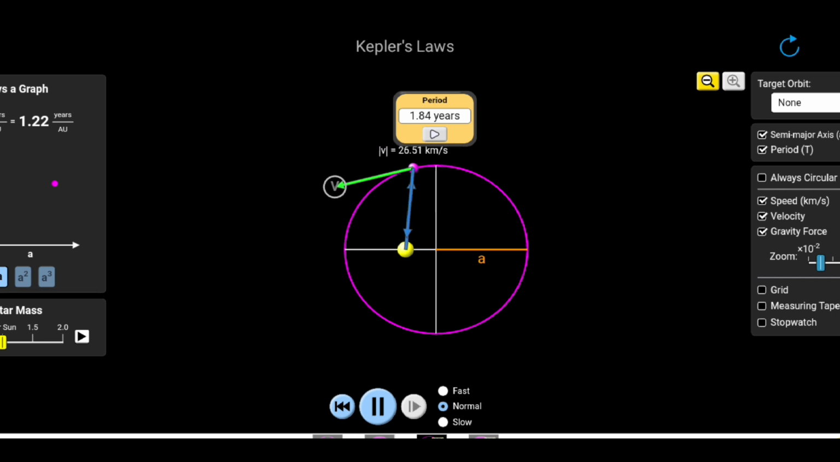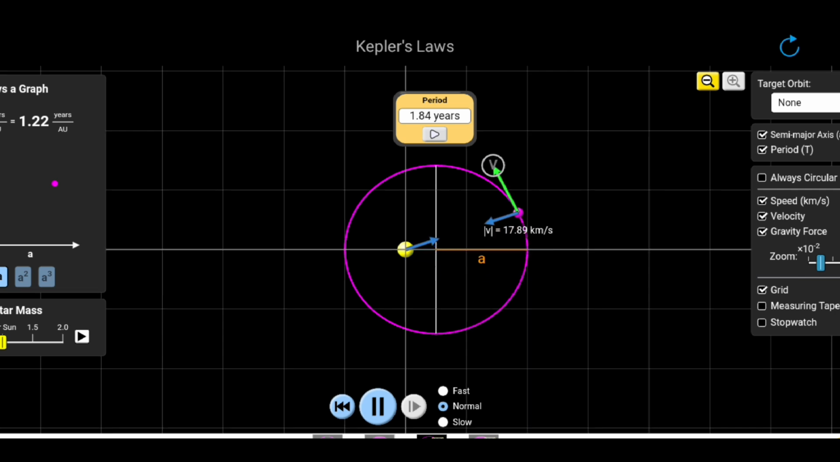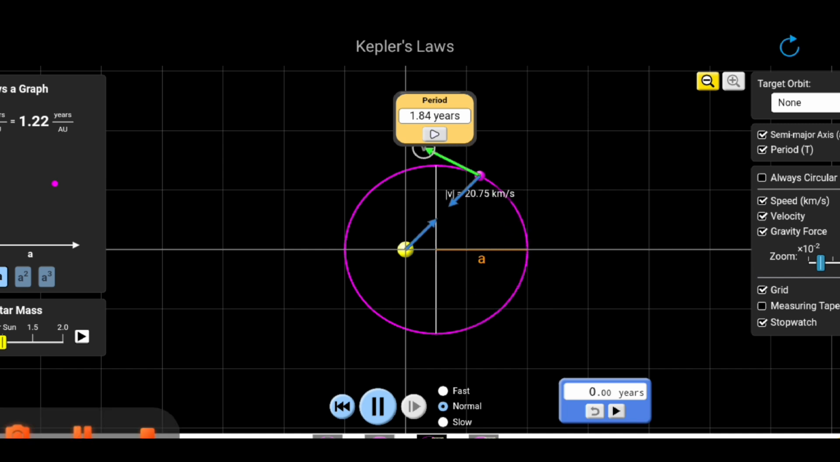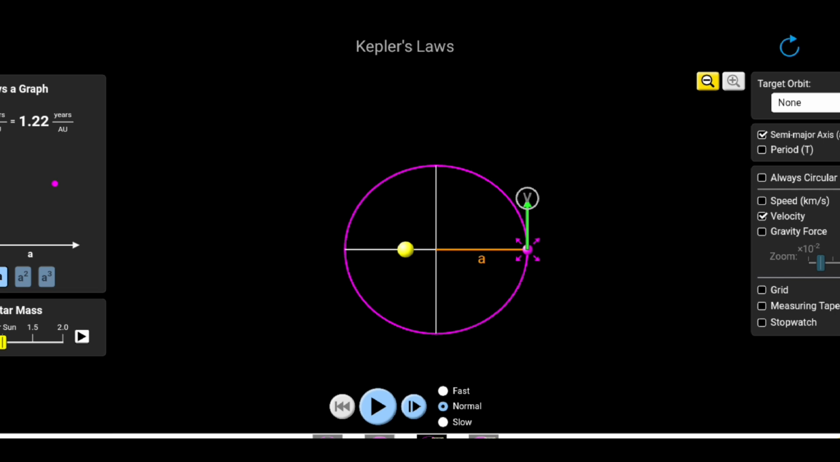Conclusion. Kepler's three laws transformed our understanding of planetary motion, bridging the gap between ancient beliefs and modern science. These laws not only describe the movements of planets in our solar system but also provide a universal framework for studying celestial mechanics. By understanding the elliptical paths of planets, the varying speeds at different distances from the Sun, and the relationship between orbital periods and distances, we gain deeper insights into the workings of the universe.